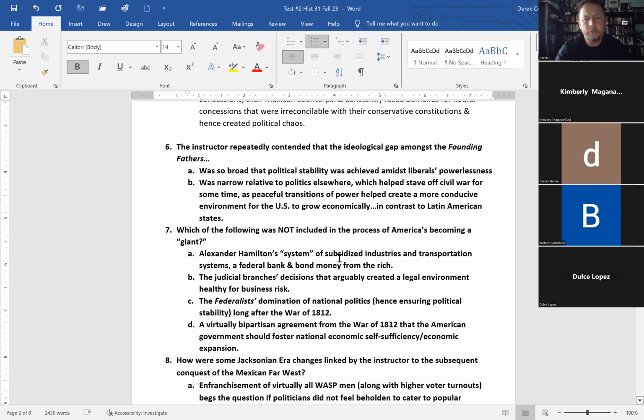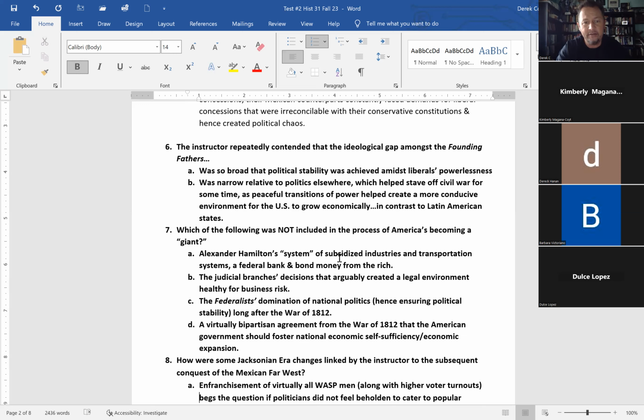Which was not included in the process of America becoming a giant? I have these in it, actually. I almost took the bullface off this, but just to make sure you remember, Hamilton's system, right, his bank, subsidizing those who were opening up new industries, subsidizing those who were building infrastructure, taking loans through bond certificates from the rich. All of that supposedly had some long-term effects that were favorable to the U.S.